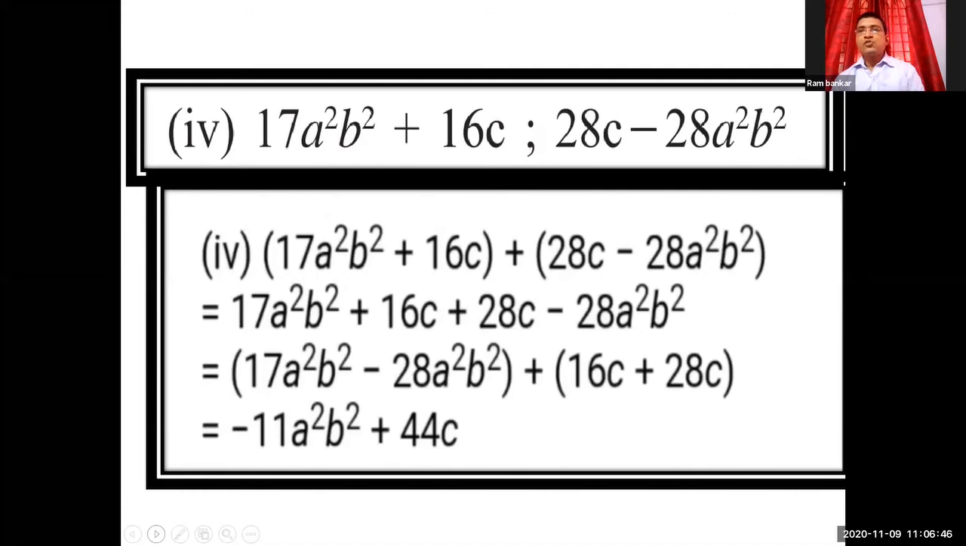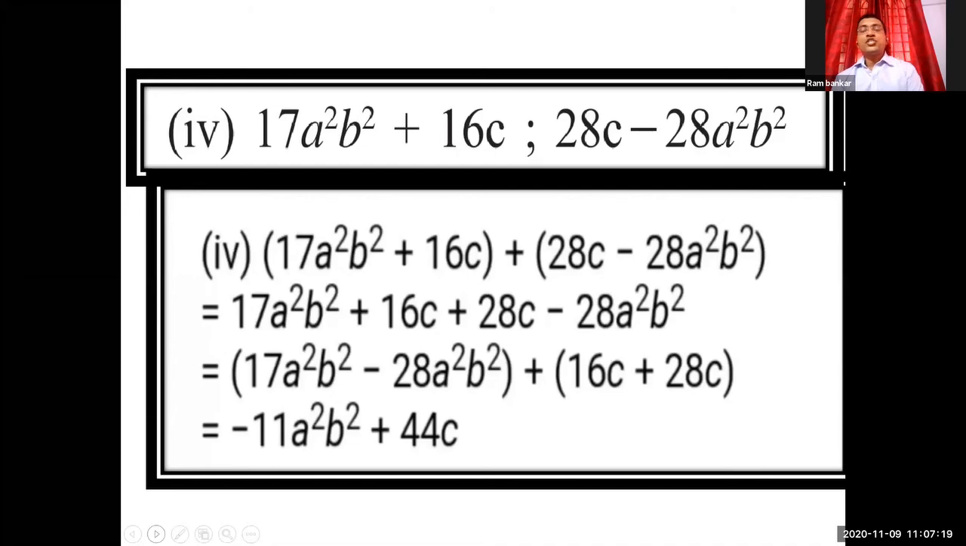This is also an addition. Look at 17a square b square plus 16c. This is the first algebraic expression, and we have to add the second expression. What is the second expression after the semicolon? 28c minus 28a square b square. We have to do the addition now.